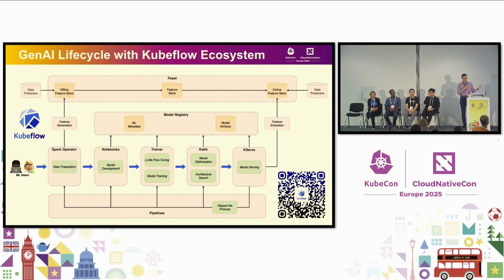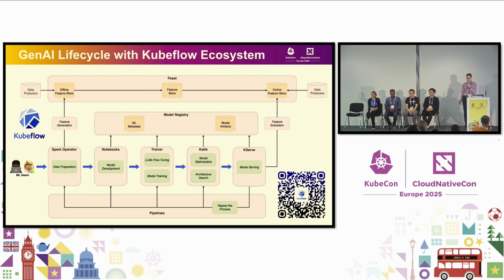We will structure our session in a way that we're going to show you the lifecycle. This is a GenAI lifecycle that our community maintains. As you can see, Kubeflow has several components which address every stage of the GenAI lifecycle, starting from Spark operator for data processing, the notebooks for model development, and trainer for fine-tuning and distributed training, Katib for model optimization and architecture search, KServe for large-scale inference, and Kubeflow Pipelines, which stitch all these pieces together.